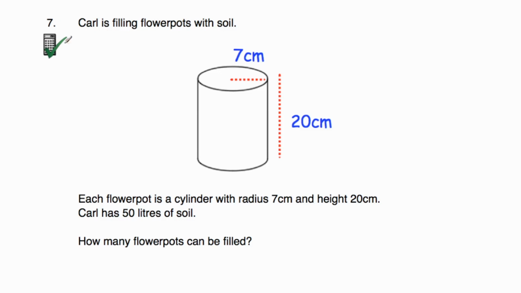Okay, question number 7. Question number 7 says, Carl is filling flower pots with soil. So he's putting soil into flower pots.